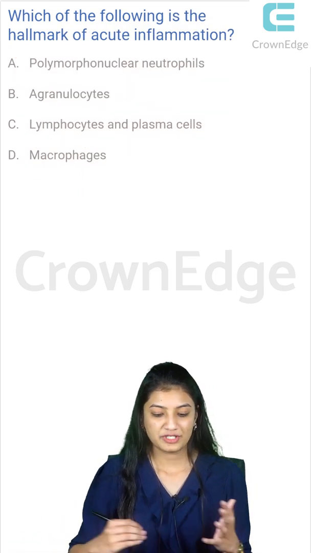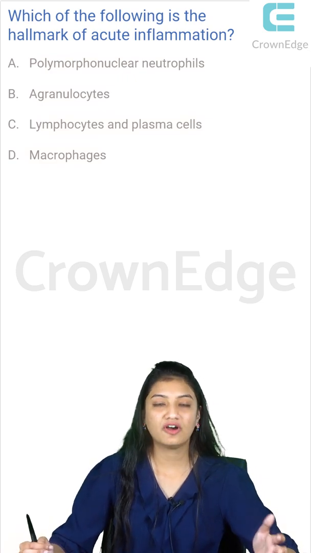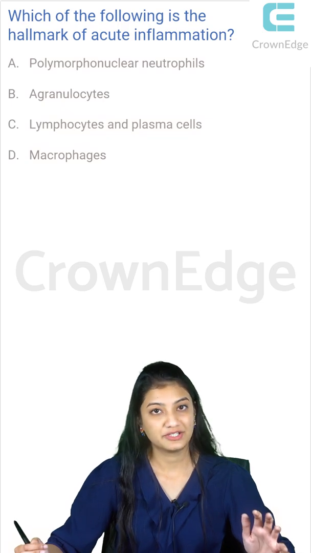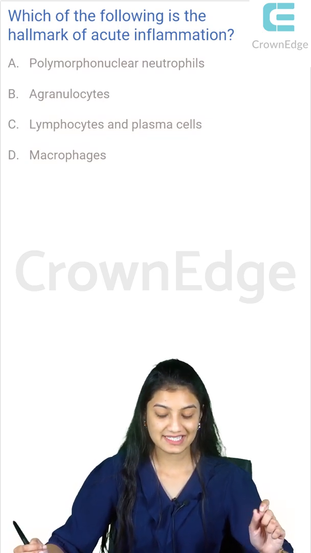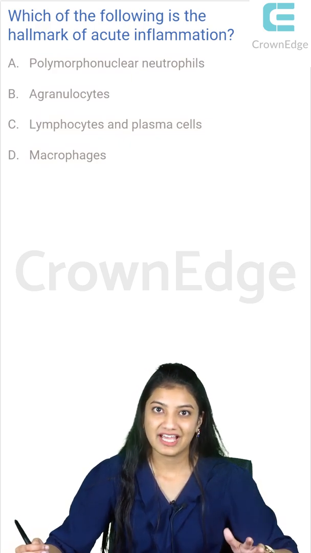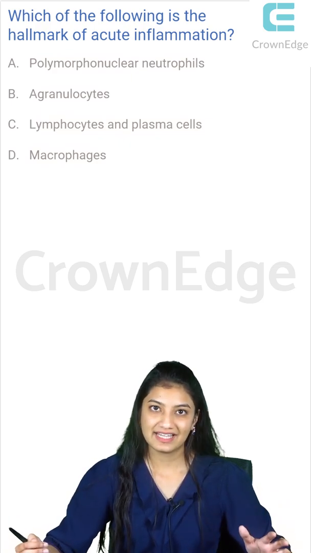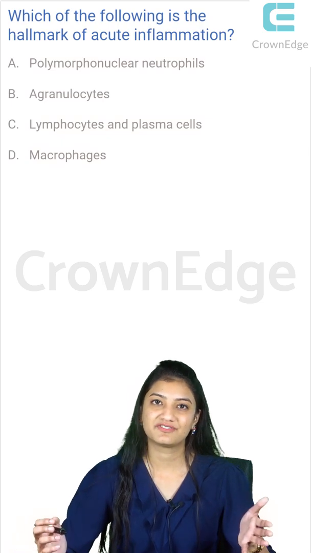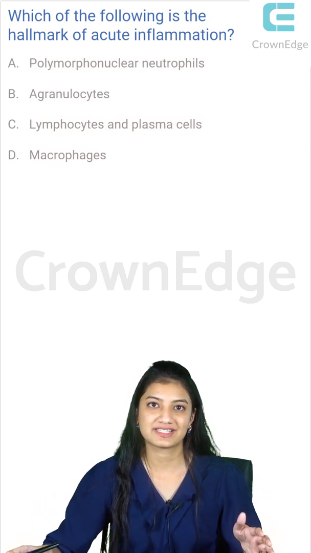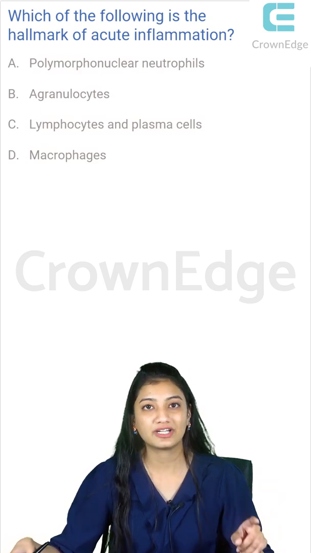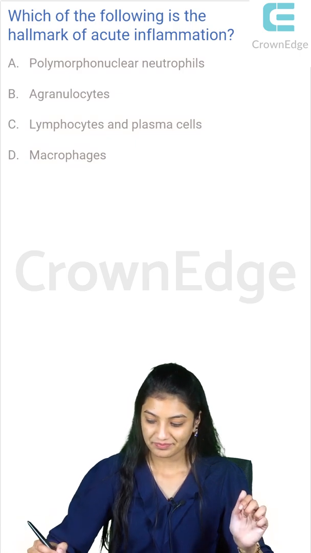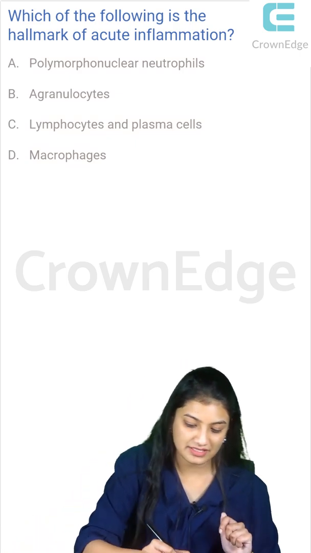Next, which of the following is a hallmark of acute inflammation? A. Polymorphonuclear neutrophils, agranulocytes, lymphocytes and plasma cells, and macrophages. We have learnt about this in the previous slide, where we learnt the difference between acute and chronic inflammation. The most common question that is asked about acute inflammation is what type of cells are present, and it is always neutrophils. So this is the answer.